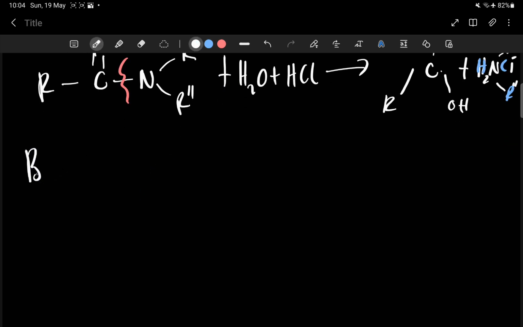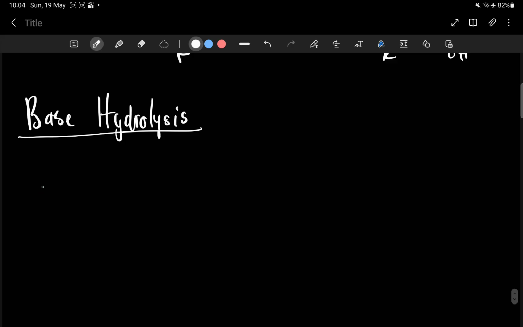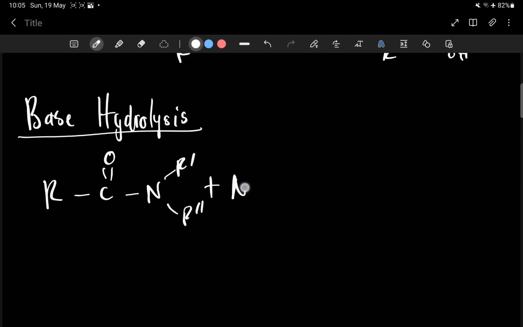Let's talk about base hydrolysis. What are we going to add? We just add our base. So it's going to be the same guy, double bond O, and then here we have an N bonded to an R prime and an R prime prime. We are adding a base. Now, what you must remember is the same thing: this guy breaks right here, the bond between N and C.